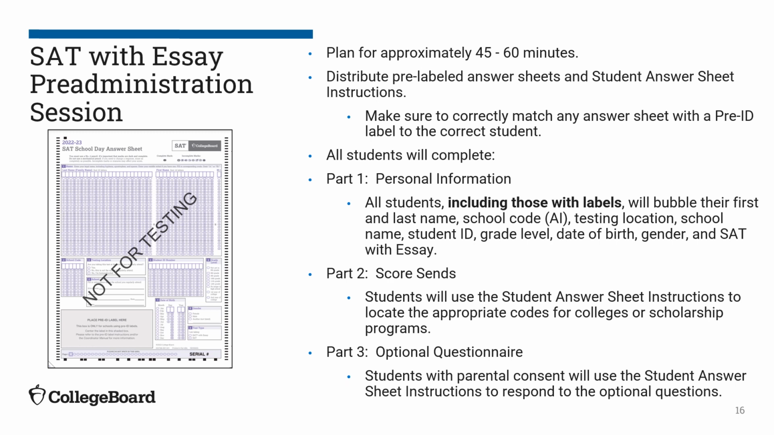Students will use the student answer sheet instructions to locate the codes for their colleges and/or scholarship programs they want to send their score reports to for free. This option is only available up to test day. And Part 3, the optional questionnaire. Students with parental consent should use the student answer sheet instructions to guide them in their responses.